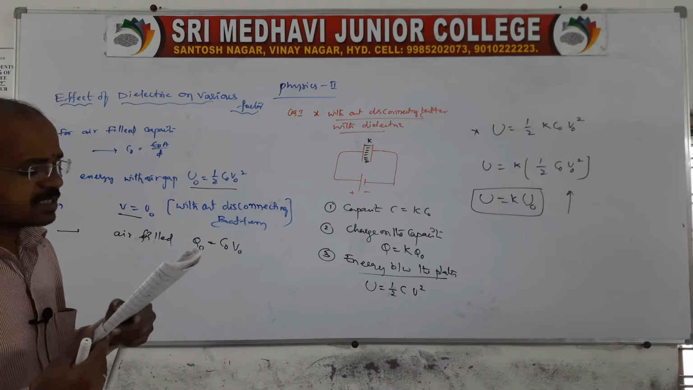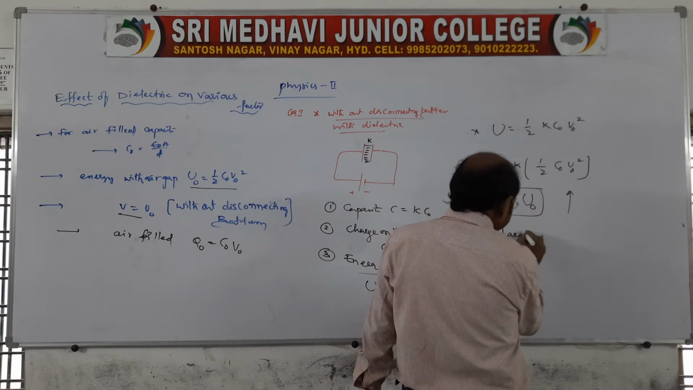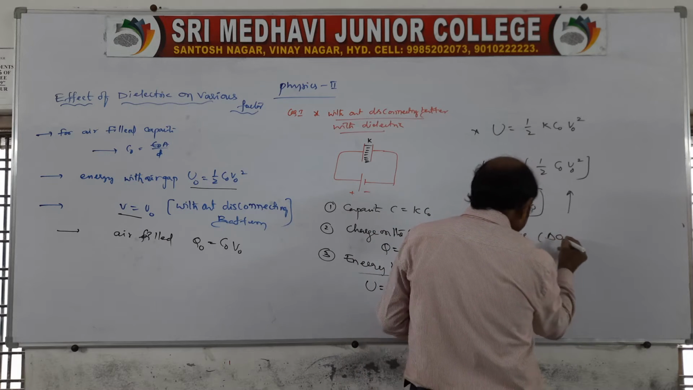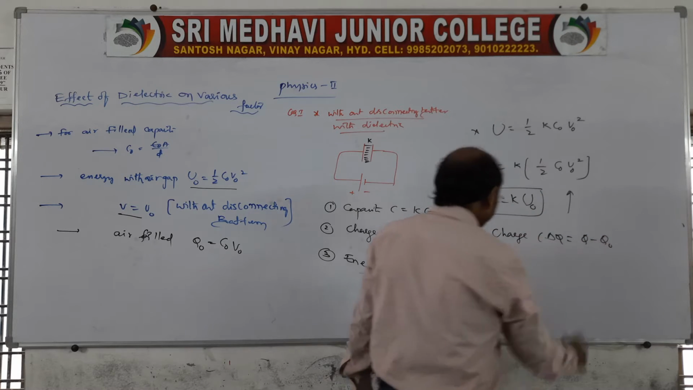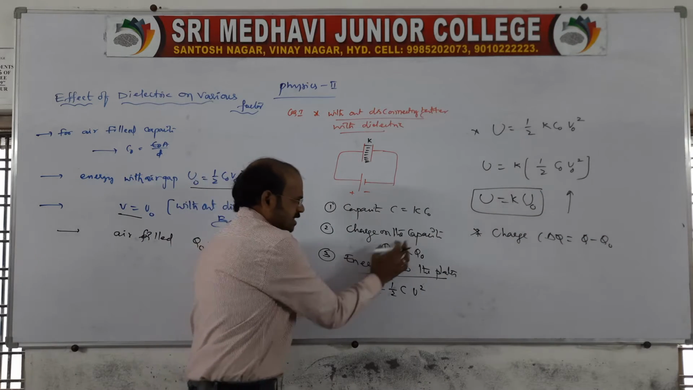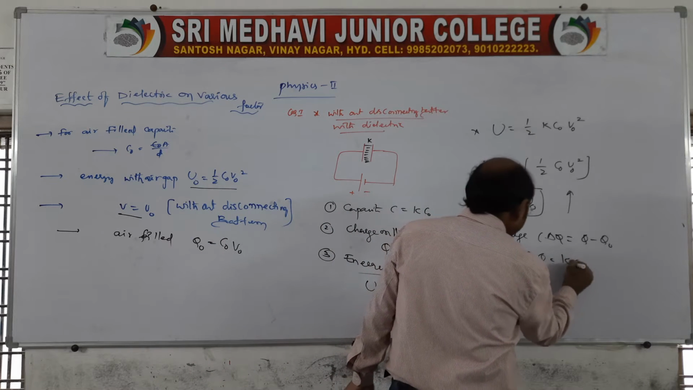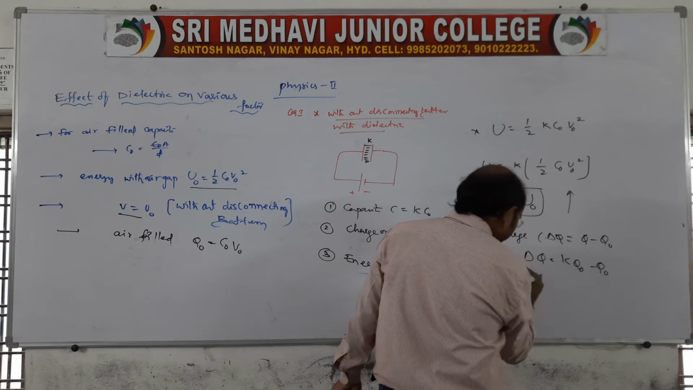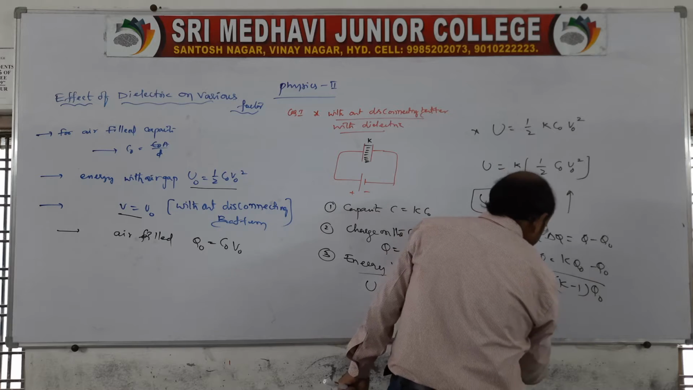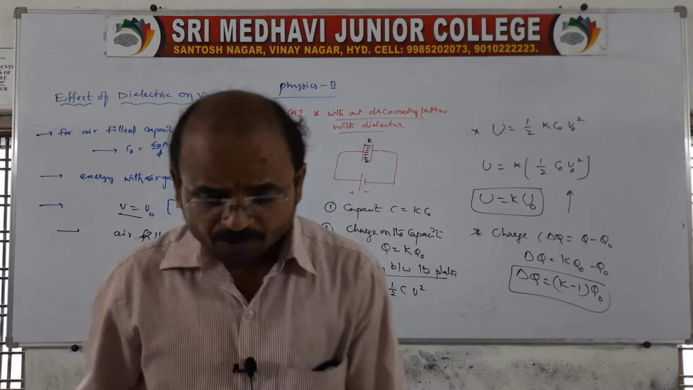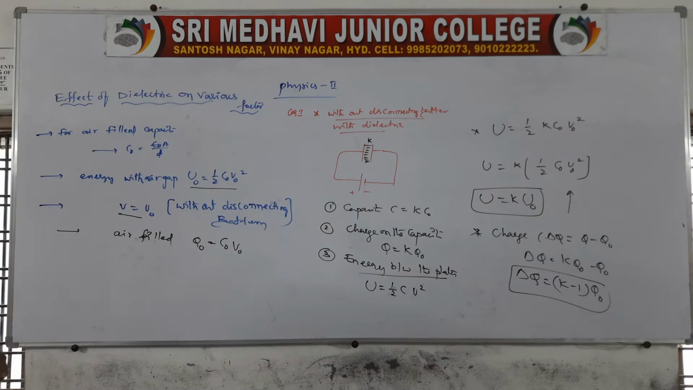What will happen to the charge? Delta Q is equal to Q minus Q naught. We know the charge on the capacitor with the dielectric and with the battery present is K into Q naught. Therefore delta Q is equal to K into Q naught minus Q naught, so delta Q is equal to K minus 1 into Q naught. This is about without disconnecting the battery. These are the factors we should remember.